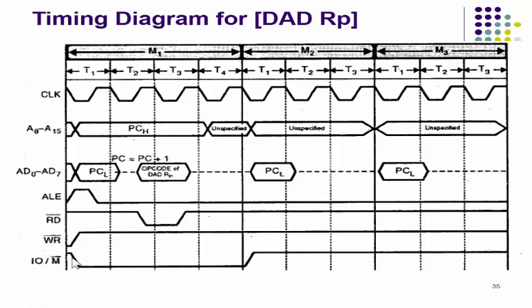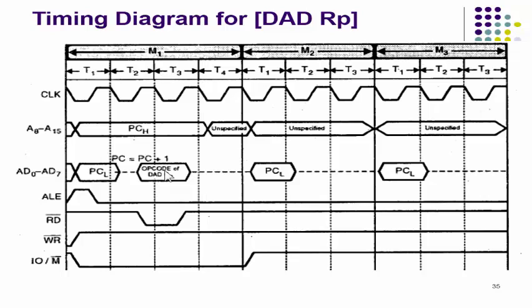So M1 is the opcode fetch machine cycle, where the status signals S0 and S1 are both 1, and IO/M bar is made low by the processor in this particular machine cycle. Then the program counter higher content gets placed on A8 to A15, and the PC lower content gets placed on AD0 to AD7. The short duration ALE pulse again goes high in the T1 state to demultiplex AD0 to AD7.